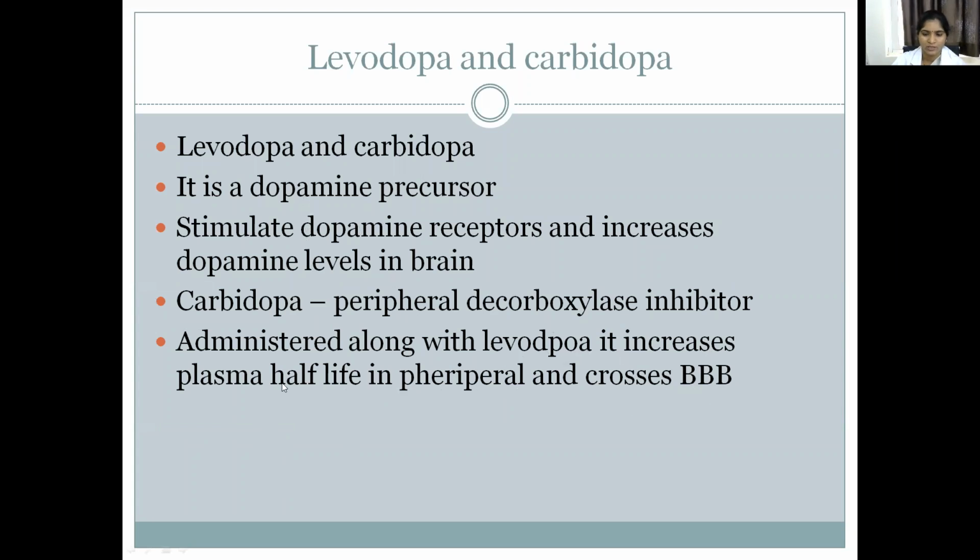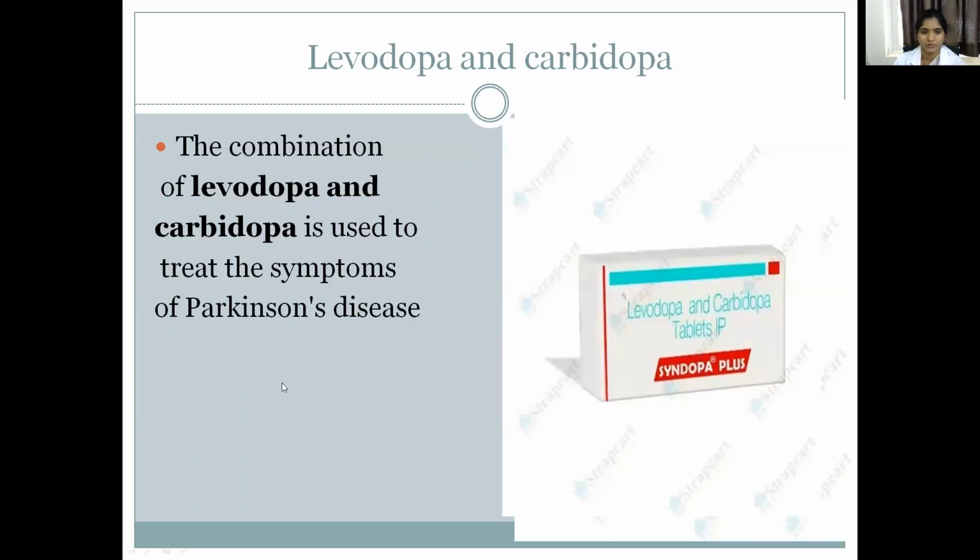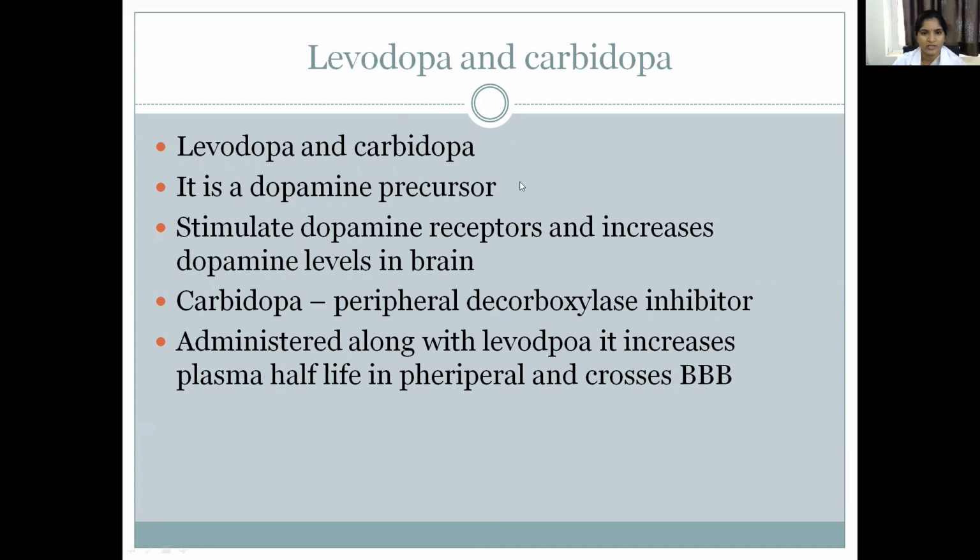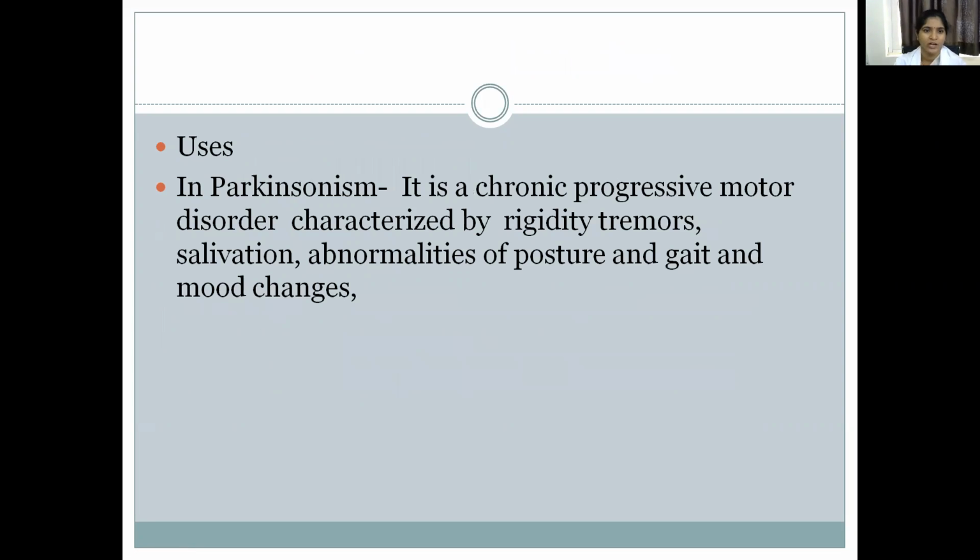Okay, levodopa is a dopamine precursor. It stimulates the dopamine receptors and increases the dopamine levels in the brain. And carbidopa is the peripheral decarboxylase inhibitor. When administered along with levodopa, it increases the plasma half-life in the periphery and levodopa crosses the blood-brain barrier. And it is used in Parkinsonism.